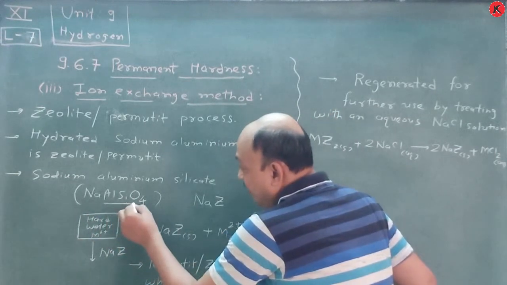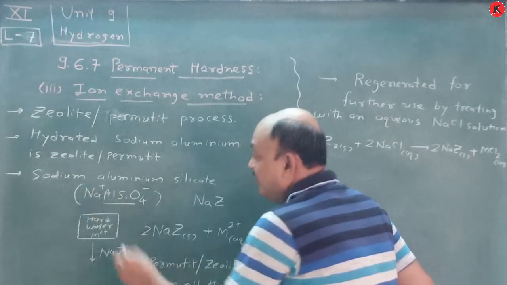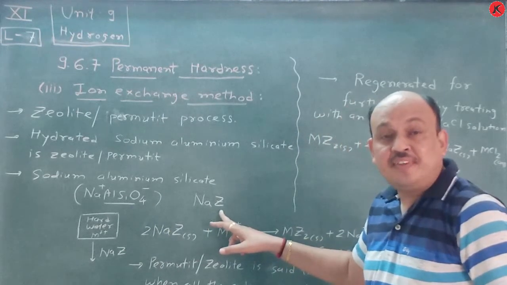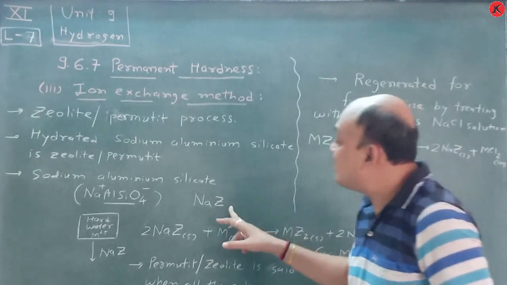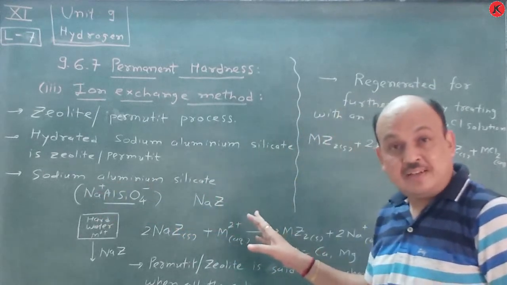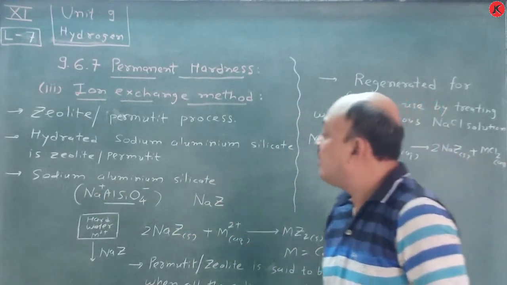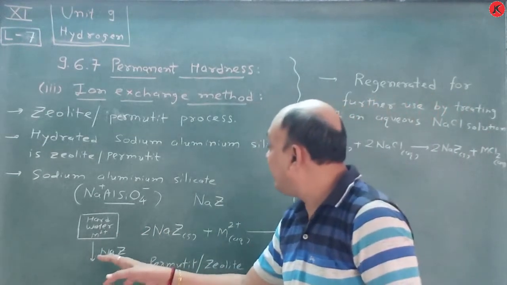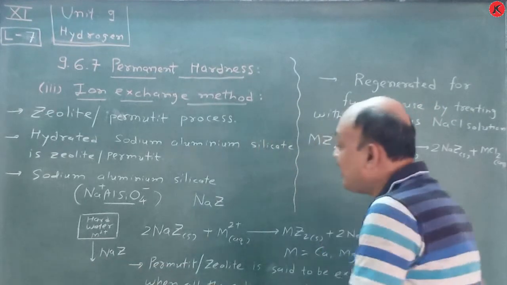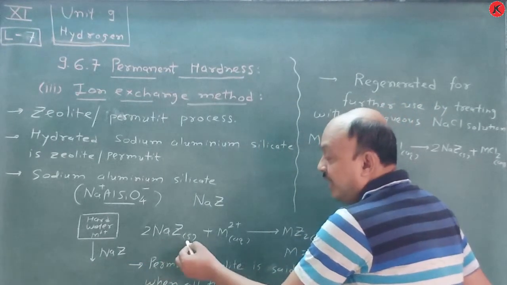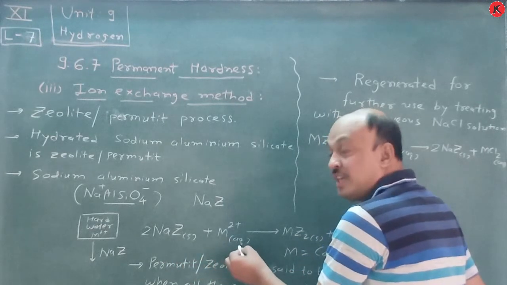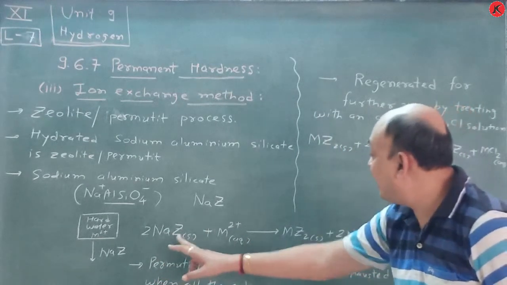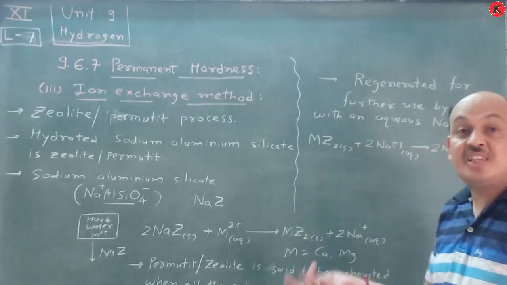In this, AlSiO4 carries a negative charge and Na a positive charge. So for our convenience we take AlSiO4 minus as Z. So here NaZ is sodium aluminum silicate. In hard water, M+2 ions are present in the form of soluble salts. When we treat with NaZ, see the reaction: NaZ solid plus M+2 aqueous, which is present in our hard water, reacts, and twice Na plus is released, and MZ2 solid is obtained, which is insoluble.